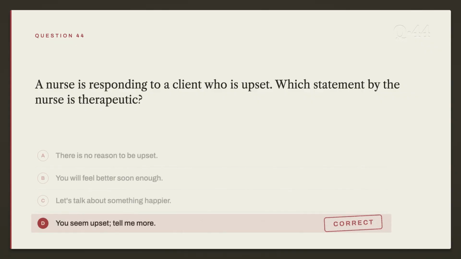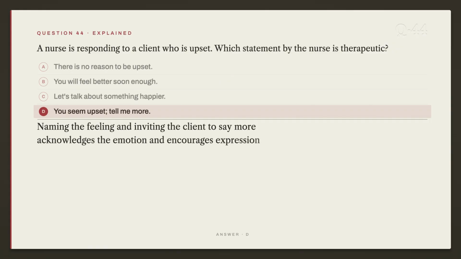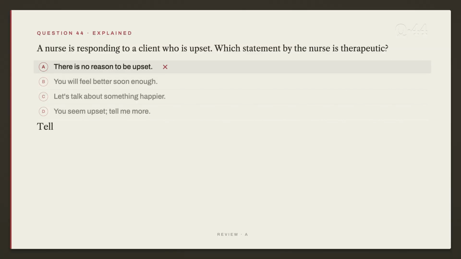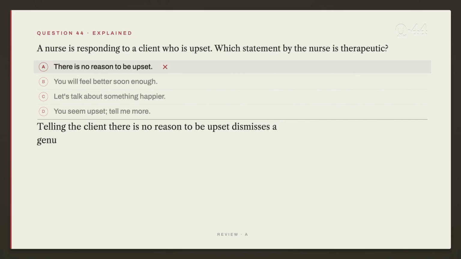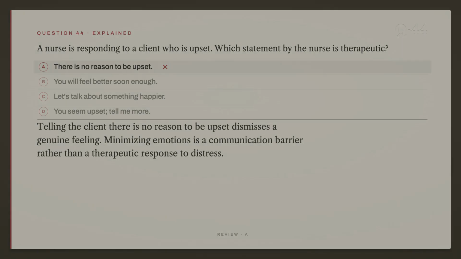The correct answer is D. You seem upset, tell me more. D is correct because naming the feeling and inviting the client to say more acknowledges the emotion and encourages expression. This therapeutic response opens the door for the client to share more. A is wrong because telling the client there is no reason to be upset dismisses a genuine feeling. Minimizing emotions is a communication barrier rather than a therapeutic response to distress.